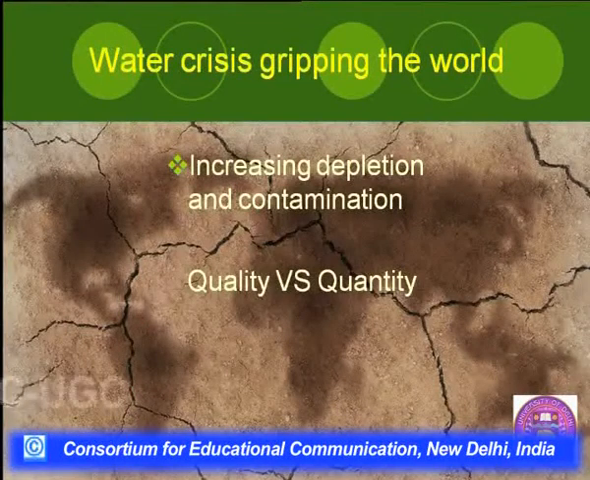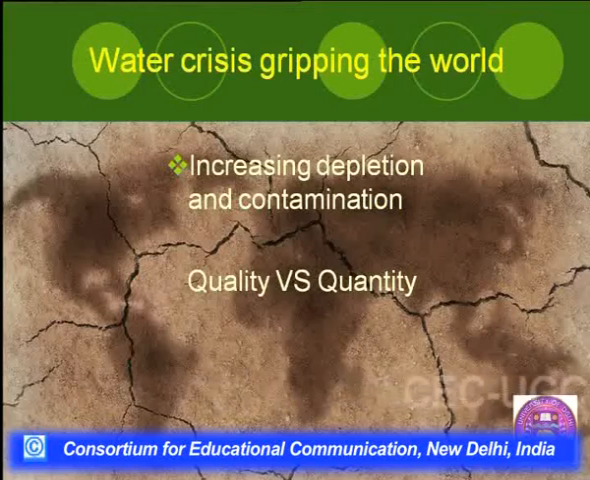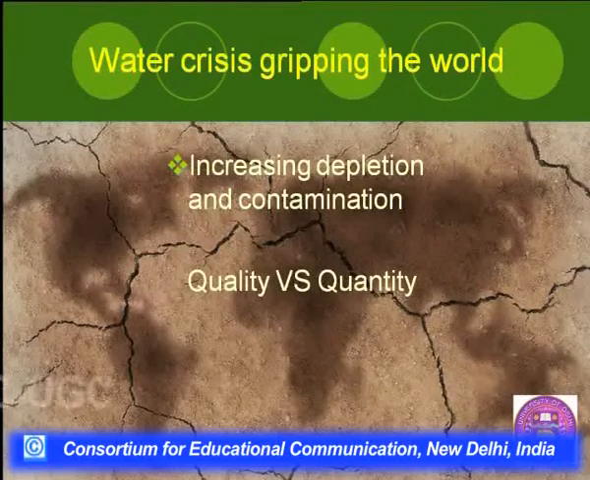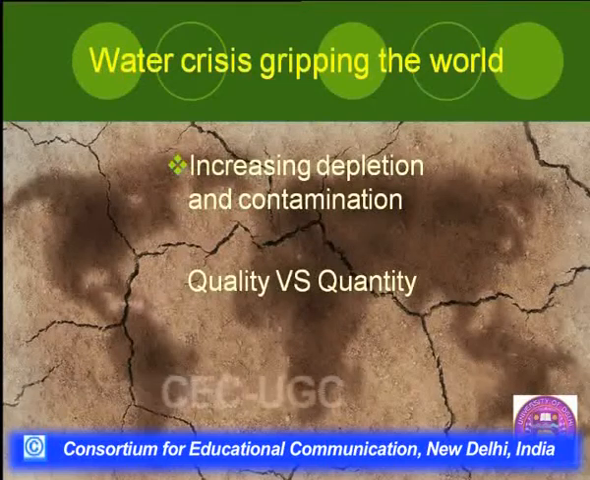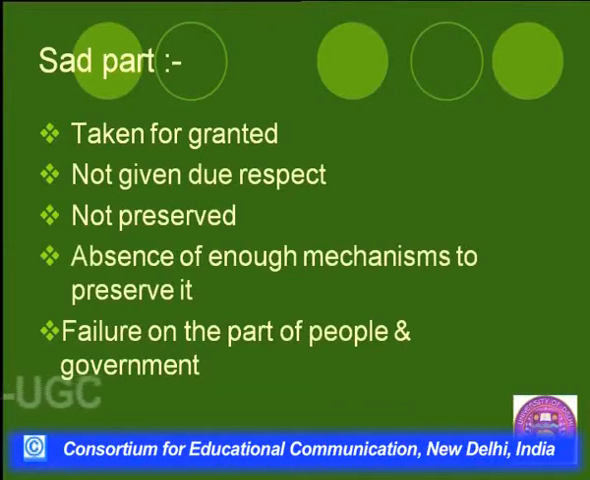So, an increasing water crisis is gripping the world, and the major understanding is that depletion and contamination lead to quality and quantity problems. We have a big problem: quantity leads to quality also. What are we going to address today? We know the anthropogenic factor: human beings are taking limited natural resources for granted, not giving due respect, not preserving them properly. Then there is an absence of mechanisms in different countries and states, spatially and temporally, and a failure on the part of the public and government sector.